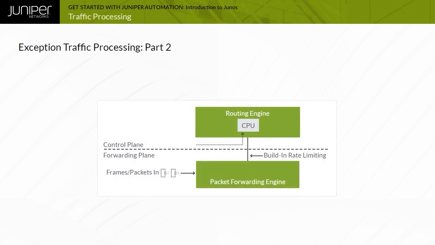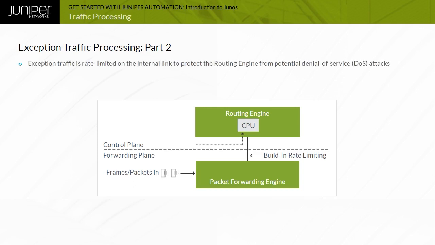Junos OS sends all exception traffic destined for the routing engine over the internal link that connects the control and forwarding planes. The Junos OS rate limits exception traffic traversing the internal link to protect the routing engine from denial of service or DoS attacks. During times of congestion, Junos OS gives preference to the local and control traffic destined for the routing engine. The built-in rate limiter is not configurable.